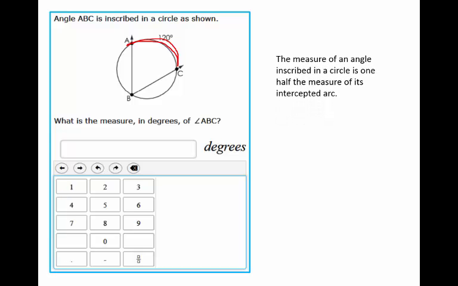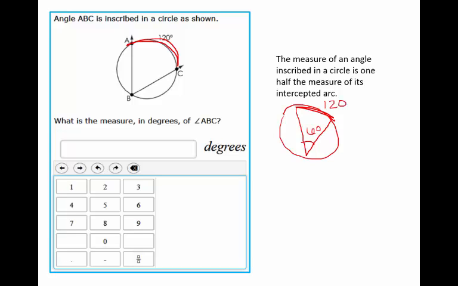So over here on the side, I'm going to show you both of those. But the measure of an angle inscribed in a circle is 1/2 the measure of the intercepted arc. That's exactly what is given here. So if we draw a circle, and this is your arc, and this is your angle here, it's 1/2. So if this were, say, 120, that's going to be 1/2 of that, which is 60.